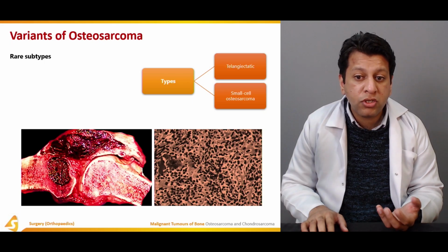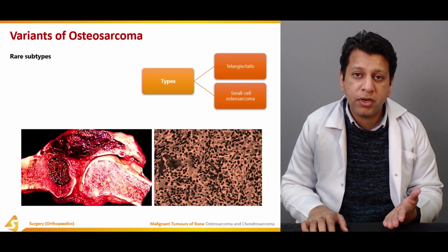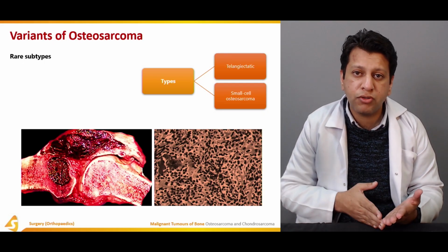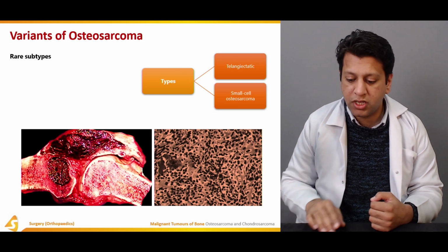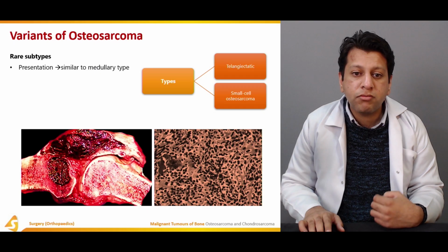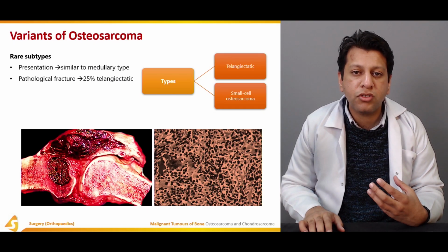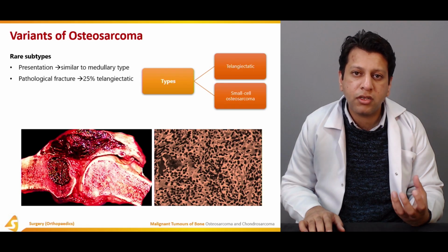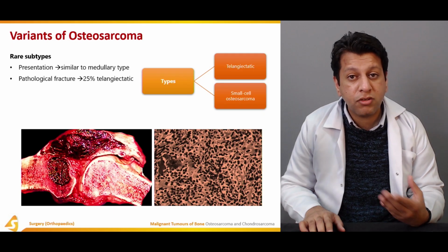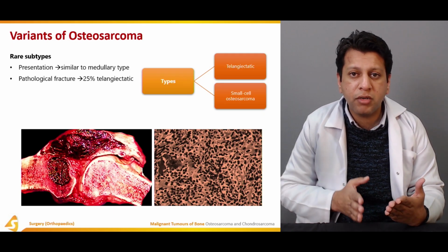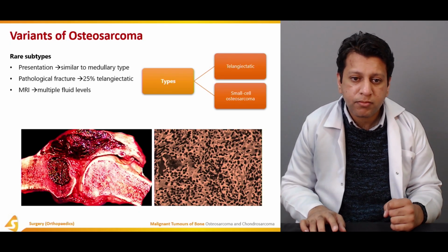Others include small cell osteosarcoma. This is a high grade variety of osteosarcoma, and the treatment has to be very aggressive, followed by neoadjuvant chemo, surgical resection, joint stabilization, and adjuvant chemoradiotherapy. Now the presentations could be multiple, especially in the case of the telangiectatic variety, as it's highly malignant. Sometimes it can present with pathological fracture, but all the intermediate and high grade tumors should be treated as high grade osteosarcomas.